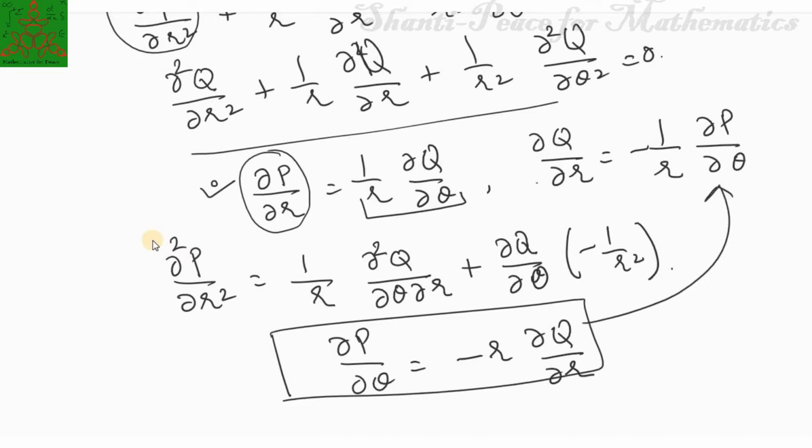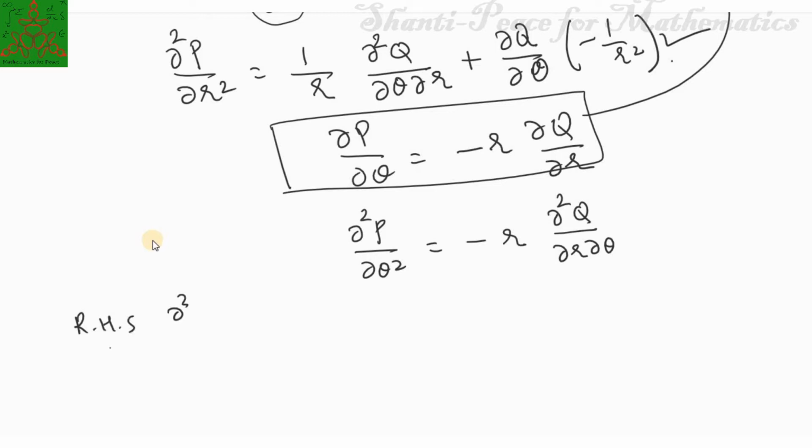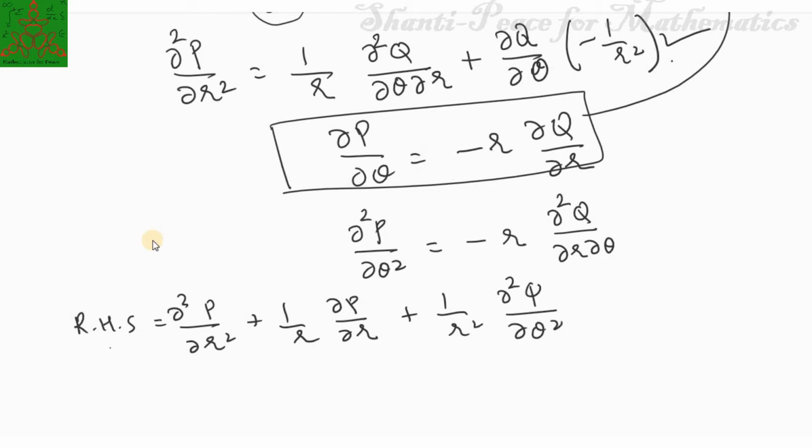into this form, and differentiate this with respect to theta, because it also involves the second derivative of that, you will have del square p by del theta square. R is constant with respect to theta, so that is why it is del square q upon del r del theta. Now I am starting with the LHS. What is it? Del square p upon del r square plus 1 upon r del p upon del r plus 1 upon r square del square p upon del theta square.